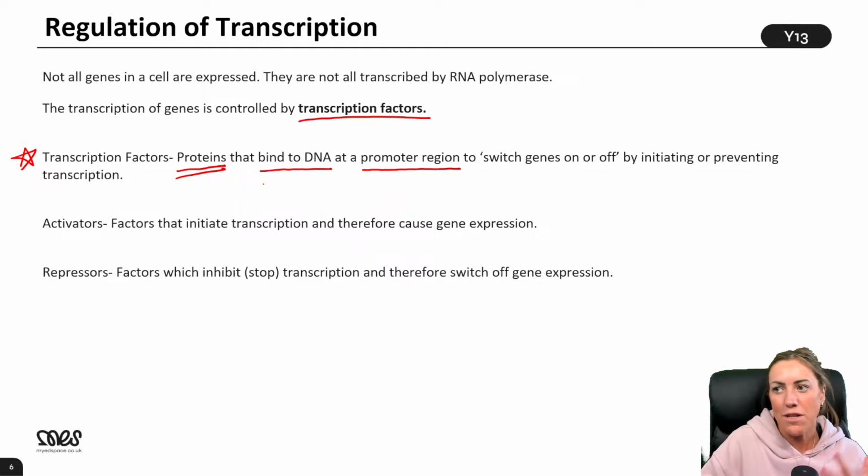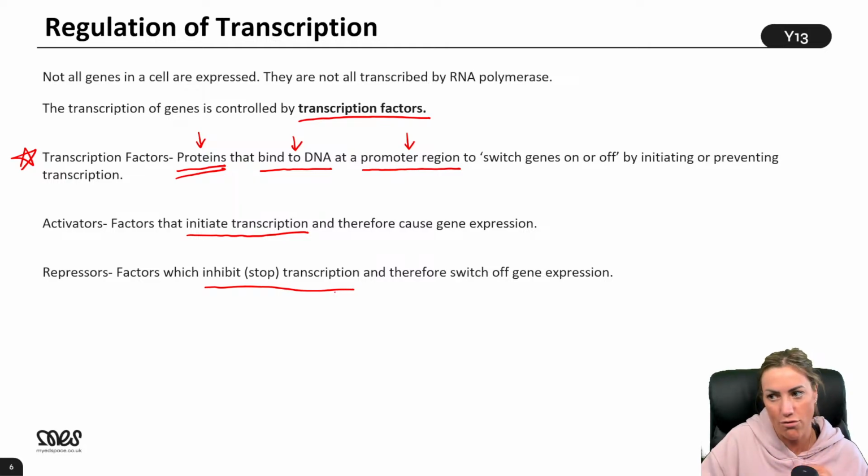So transcription factors are proteins. They bind to DNA. These are key pieces of information, okay? And where do they bind to DNA? At a region called the promoter region. Now, transcription factors can either initiate transcription, cause transcription, or they can inhibit transcription, stop transcription.